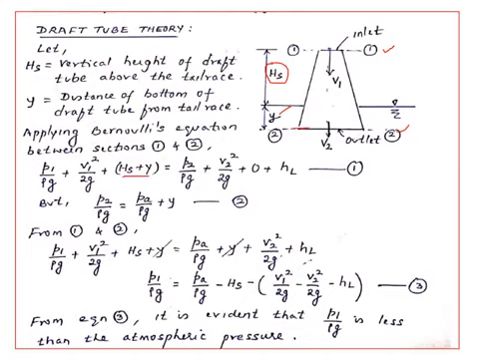Now the pressure here is P2, so there is P2 by rho g. Velocity is V2, so V2 square by 2g. But since the datum is at section 2, Z2 is 0, plus the loss that takes place from section 1 to section 2, which is HL.